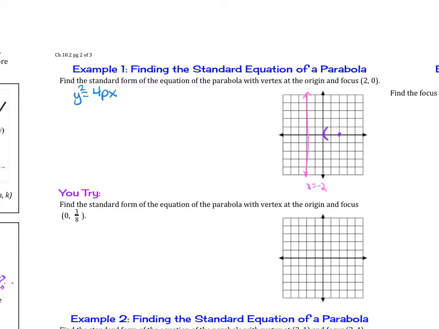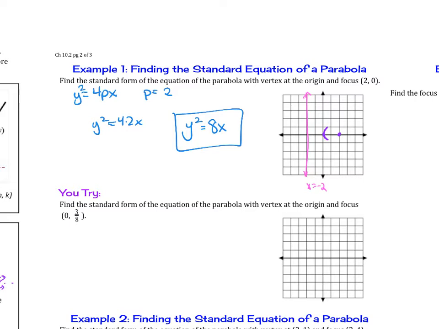So we're looking at y squared equals 4px. Now, if I know the vertex is at the origin, then the focus is 2 units away from it, so p is 2. So we write y squared equals 4 times 2x, so the equation is y squared equals 8x. So try this next example.